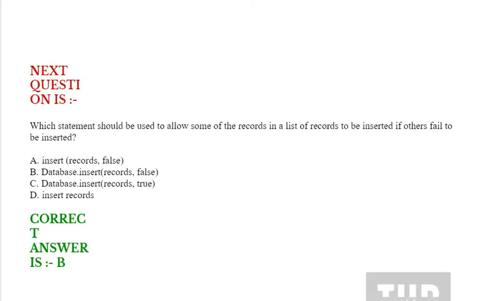Next question is, which statement should be used to allow some of the records in a list of records to be inserted if others fail to be inserted? Option A. Insert records false. Option B. Database.insert records false. Option C. Database.insert records true. Option D. Insert records. Correct answer is option B.